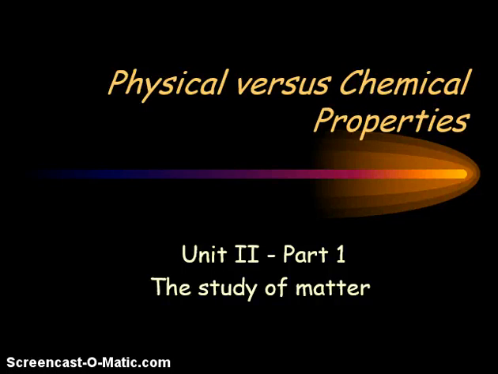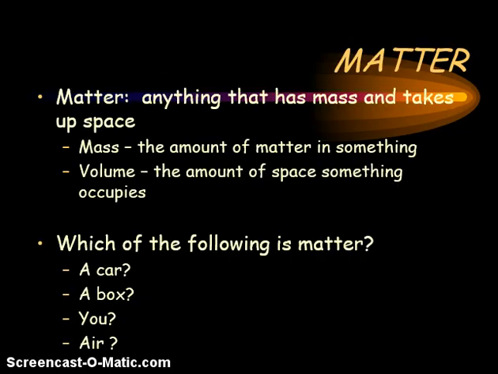Okay, looking at physical and chemical properties. Matter is anything that has mass and takes up space. So mass is the amount of matter in something. Volume is the amount of space something occupies. So which of the following is matter? A car, a box, you, and the air.